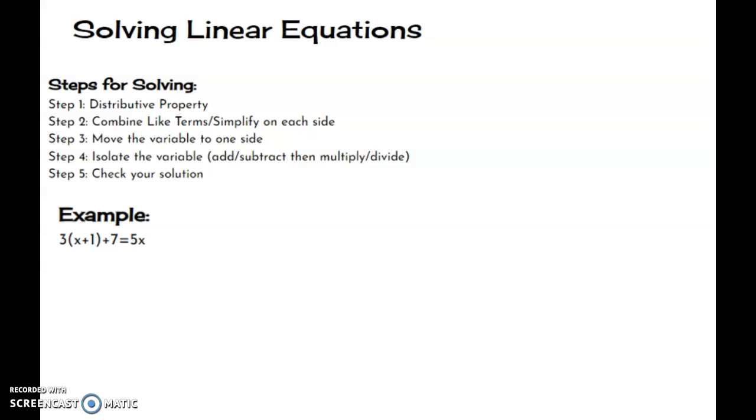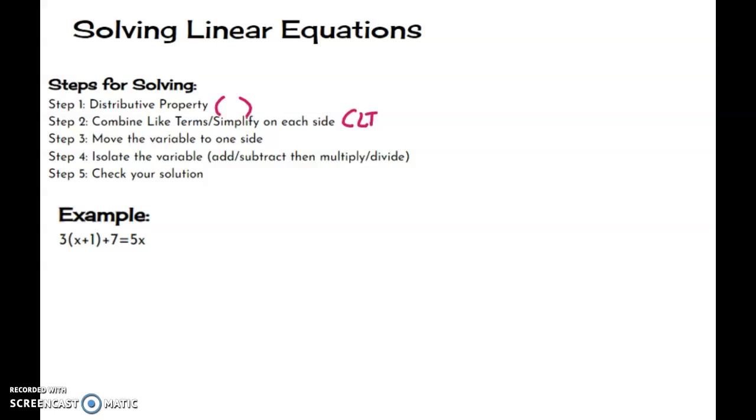So step 1 says distributive property. You're going to use the distributive property when you have parentheses or brackets to distribute into. So I kind of write that there just to help me remember. Step 2 is when you want to combine like terms. Sometimes we write CLT for combine like terms.